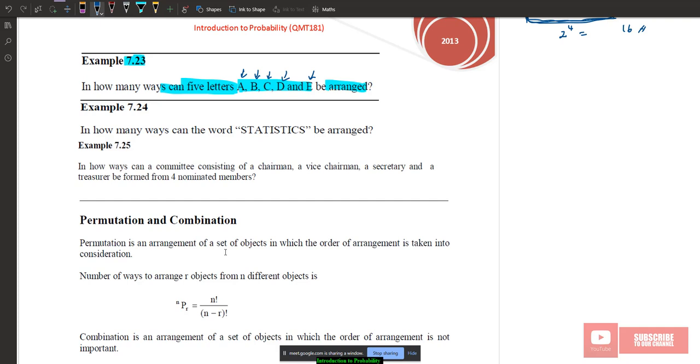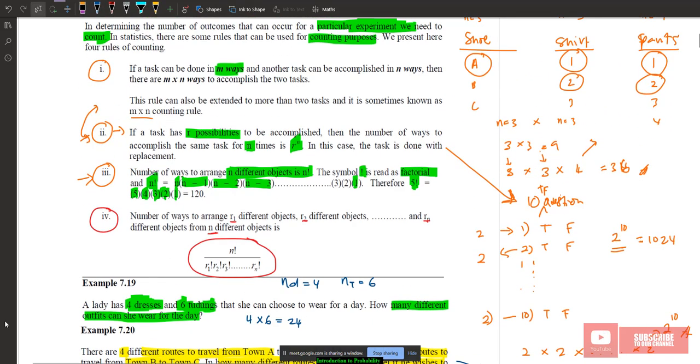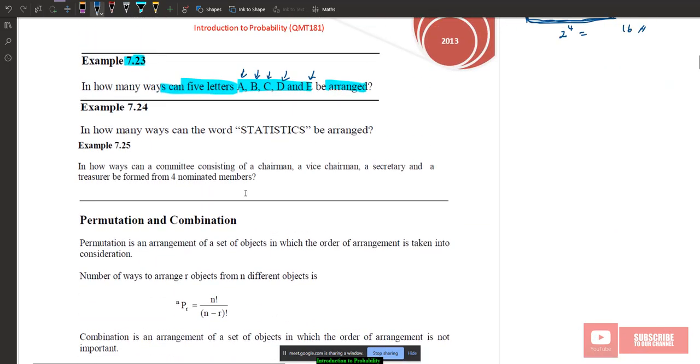So if you have a unique or different object you want to rearrange, you can use the third formula. The number of ways to arrange n different objects is n factorial, right? So here, how many objects do you have? You have 5 objects. Since the objects are different or unique, you can use the third formula, which is 5 factorial. 5 factorial is equal to 120, right? So you have 120 ways to rearrange the letters A, B, C, D and E.